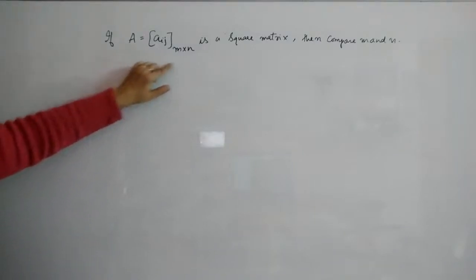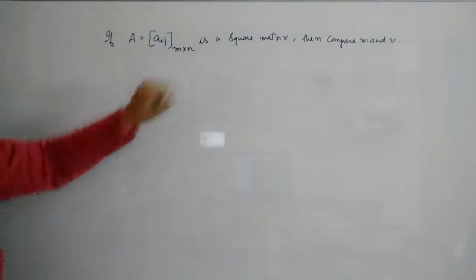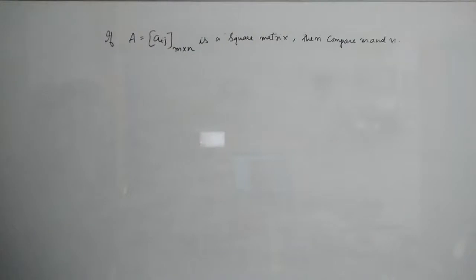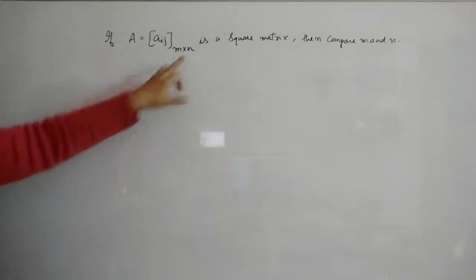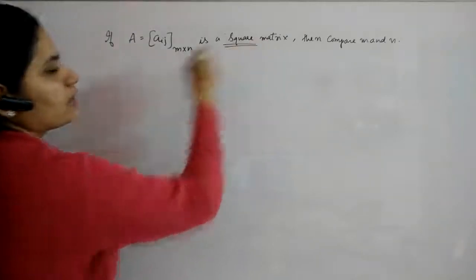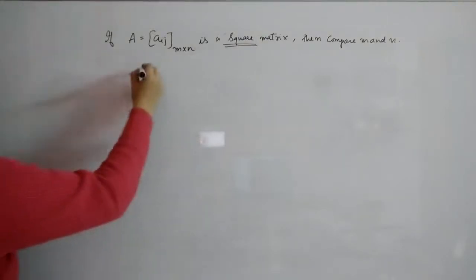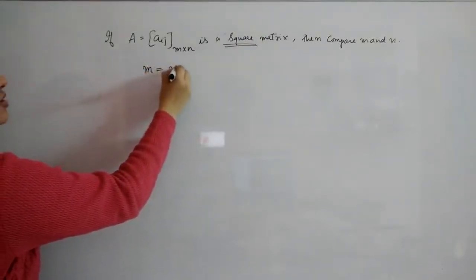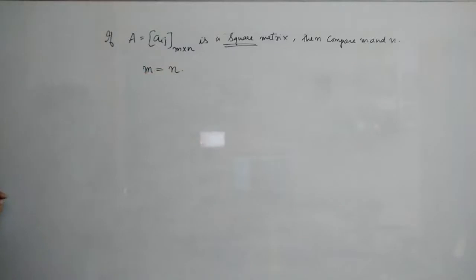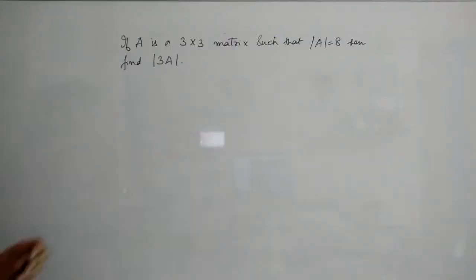The question is, if A = [aij] of order m by n is a square matrix, then compare m and n. The meaning of compare m and n is: what is the relation connecting m and n? Since it is a square matrix, what is the condition for m and n? m should be equal to n, then only it will become a square matrix. So that is the answer: m should be equal to n.